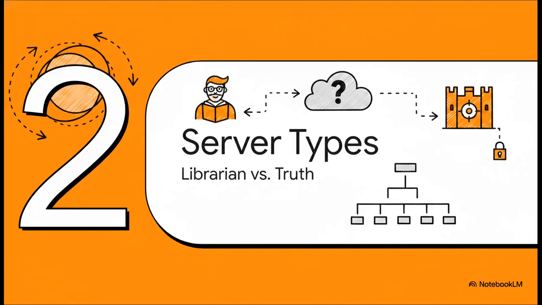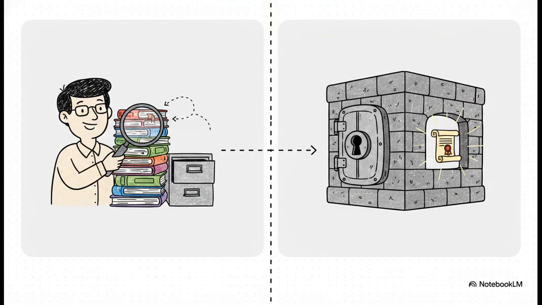Section 2. Recursive versus authoritative servers. The librarian versus the source of truth. Now, to really grasp how DNS works, you absolutely have to understand this separation of roles. Think of the recursive resolver as the ultimate librarian. It works on your behalf, tracking down answers by asking other servers. And critically, it stores those answers temporarily in a cache to speed up future requests. On the flip side, the authoritative server is the ultimate source of truth. It's controlled by the domain owner and holds the original definitive zone files. It doesn't go hunting for answers for you. It just provides the facts it officially owns.